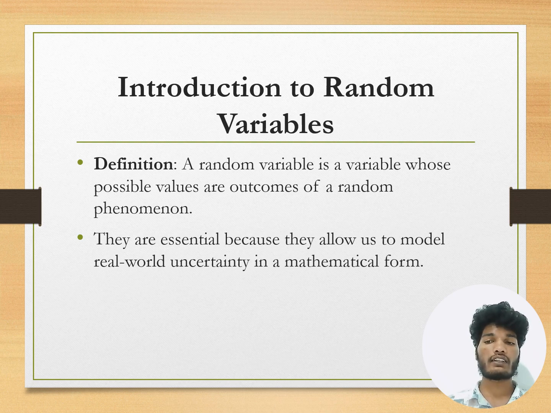First of all, the introduction of the random variable. The definition: a random variable is a variable, denoted by something like X. A random variable is a variable whose possible values are outcomes of a random phenomenon. They are essential because they allow us to model real world uncertainty in a mathematical form.